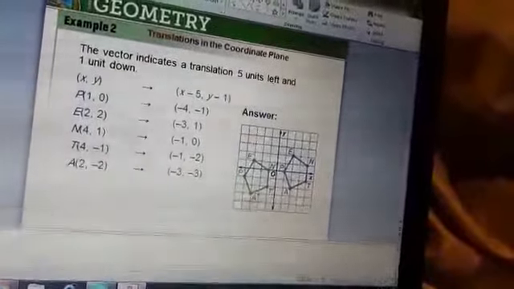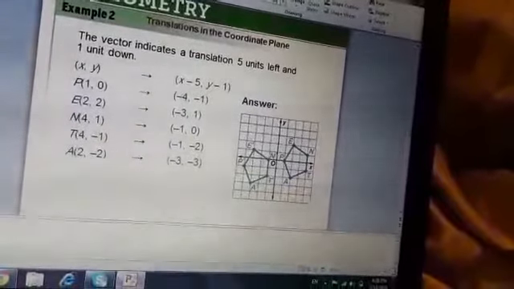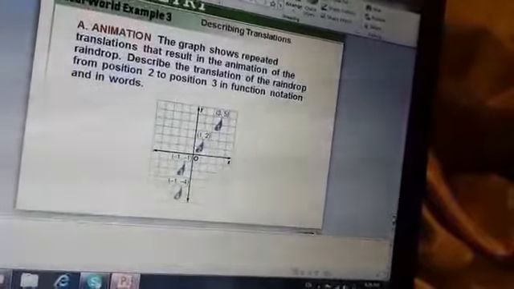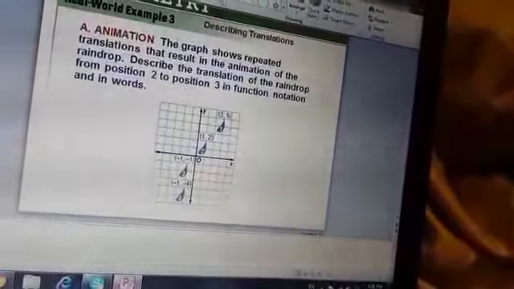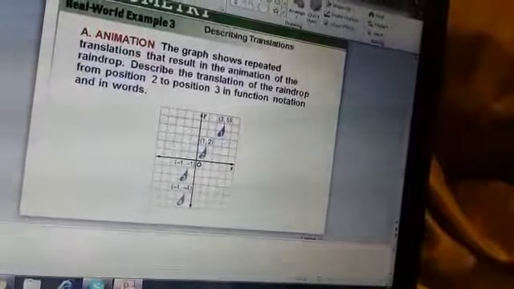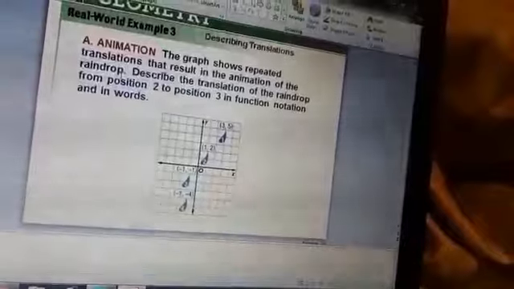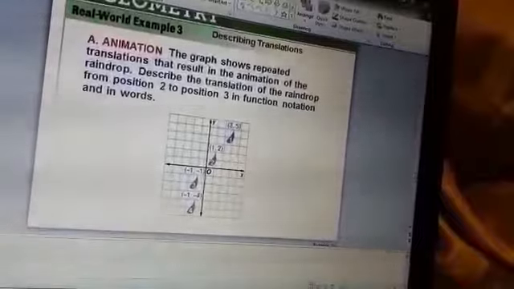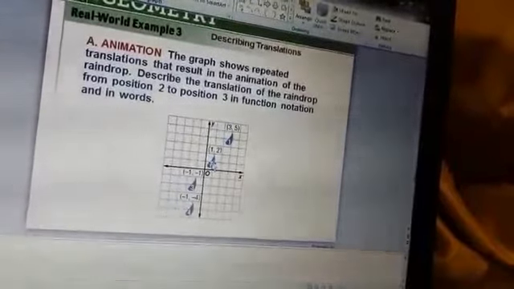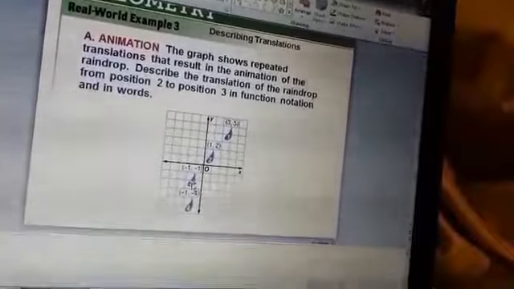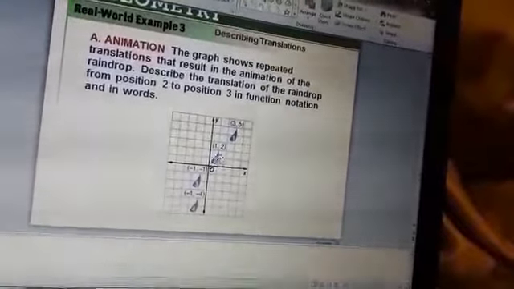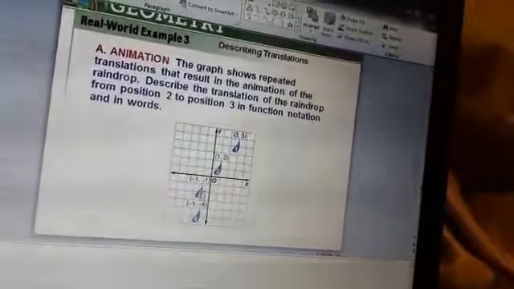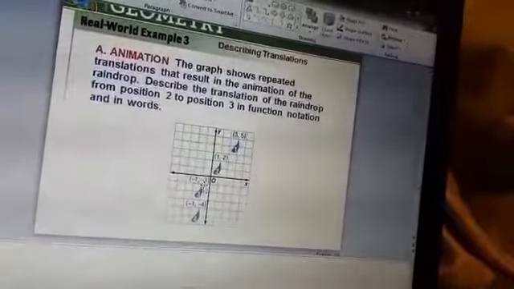Now we are going to talk about another point, which is how we get the vector. Like here, he showed me that we have an animation of the raindrop. He wants me to describe the translation of the raindrop from position 2, this one, to position 3, this one. The point in position 2, its coordinate is (1, 2). And in the new position, or the image, it is (-1, -1).